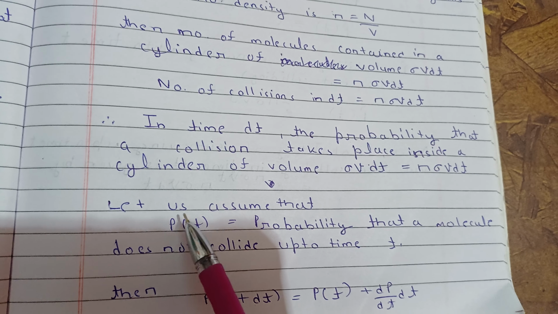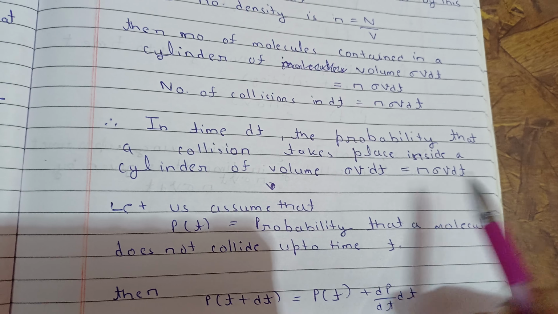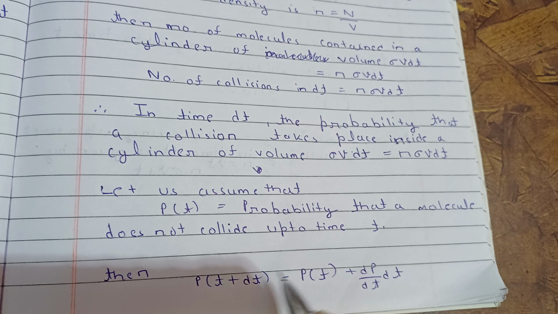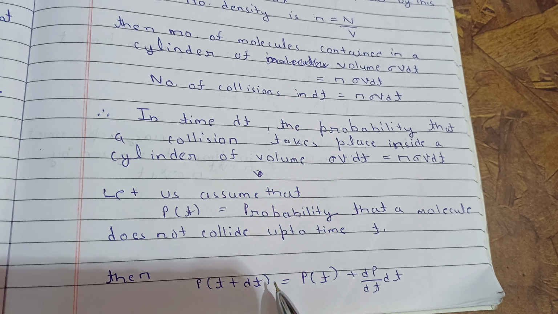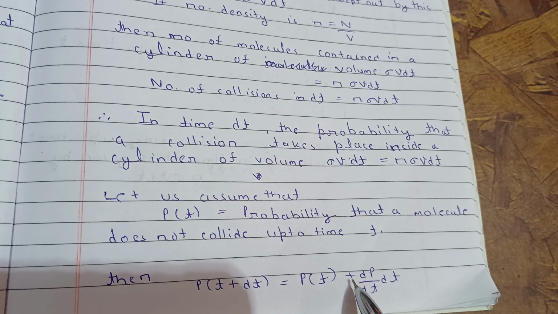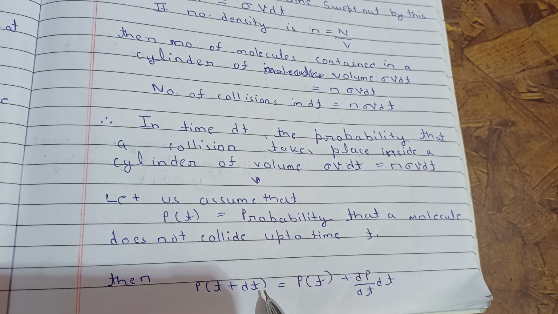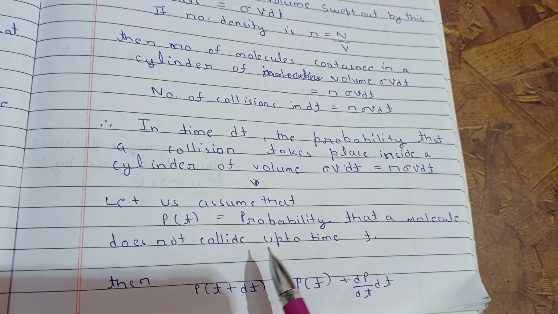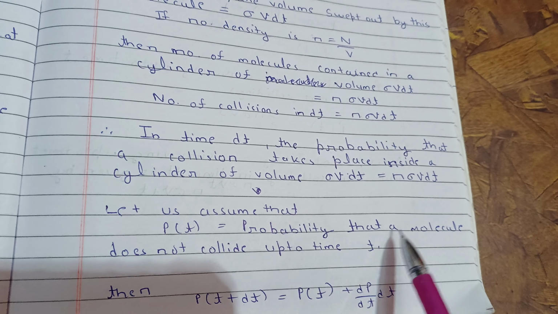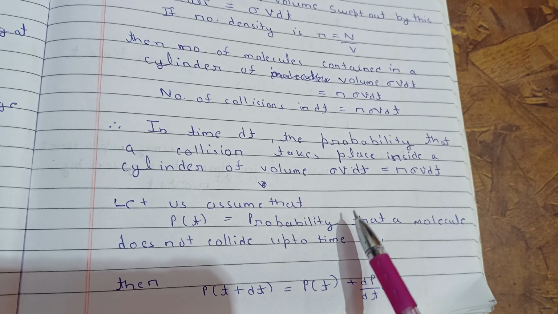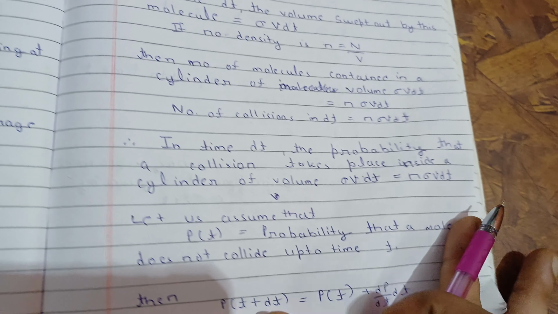If this probability represents that up to time t the particle will not collide, then at t plus dt we can write from calculus: P(t plus dt) minus P(t), divided by dt, will give you dP by dt. This is a simple expression. Now what is P(t plus dt)? It is the probability that the particle will not collide in dt time also, meaning after time t, in dt time, the particle will not collide.